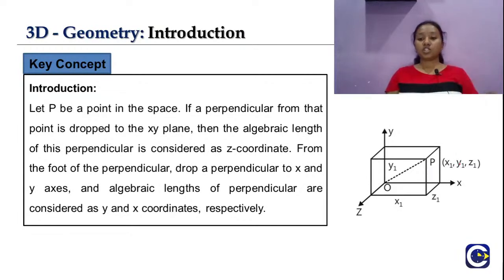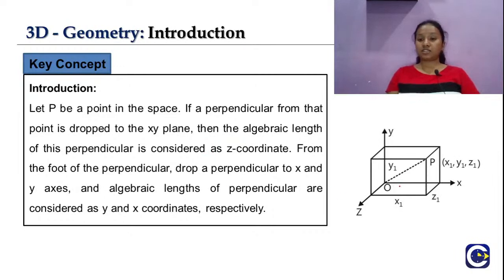Here you can identify a point P in this space. This is our x-axis, this is the y-axis and this is the z-axis of the 3D plane. We have taken the point P in this space, and if we drop a perpendicular, it falls on the xy plane. Then the algebraic length of this perpendicular is considered to be the z coordinate.